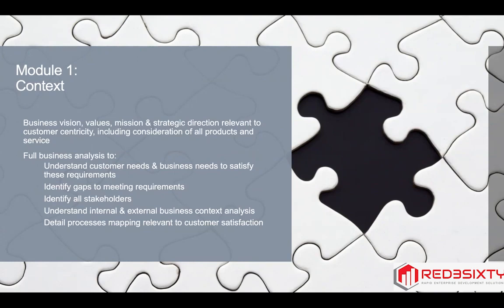Identify gaps to meeting requirements, and we've done full gap analysis when it comes to defining their market and their ideal customer profile. Identify all stakeholders. Again, stakeholder analysis is a key focus within project management and also within the aspirations module. Understand internal and external business context analysis. Detailed process mapping relevant to customer satisfaction. So that's context, module one. And already you can see a lot of the elements from Growth Accelerator and from Business Builder are starting to help the customer close the gaps and move towards being ISO certification ready.